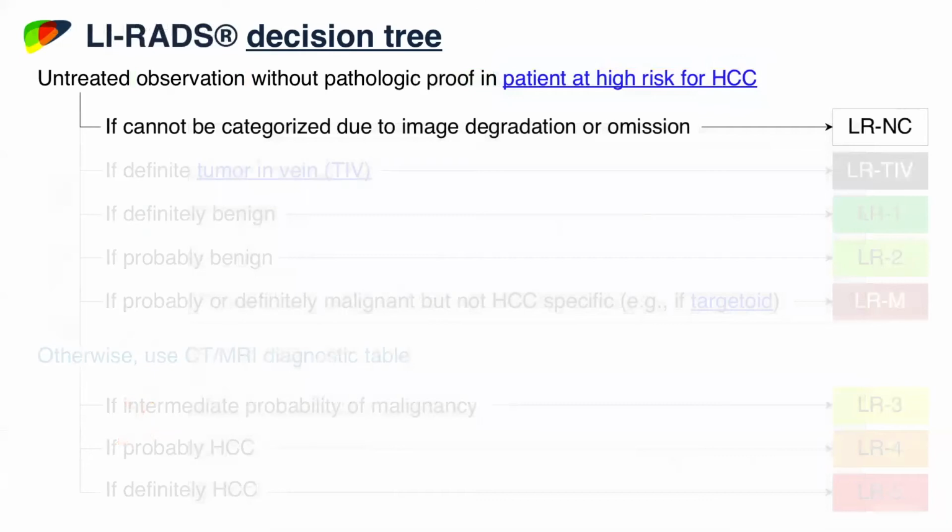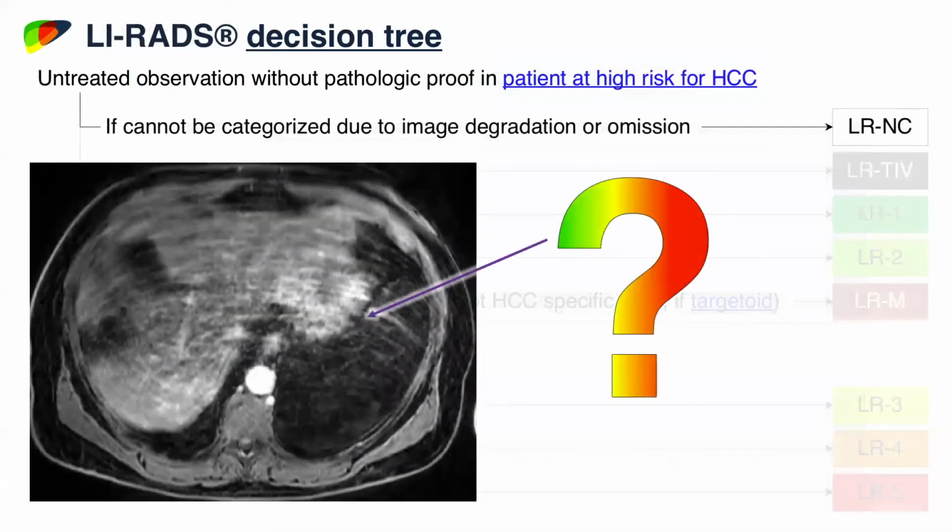can I categorize this lesion? If you cannot categorize this lesion at all, we call it LRNC. So LRNC means we see an observation, but due to image degradation or image omission, we cannot tell if this observation is more likely benign or malignant.